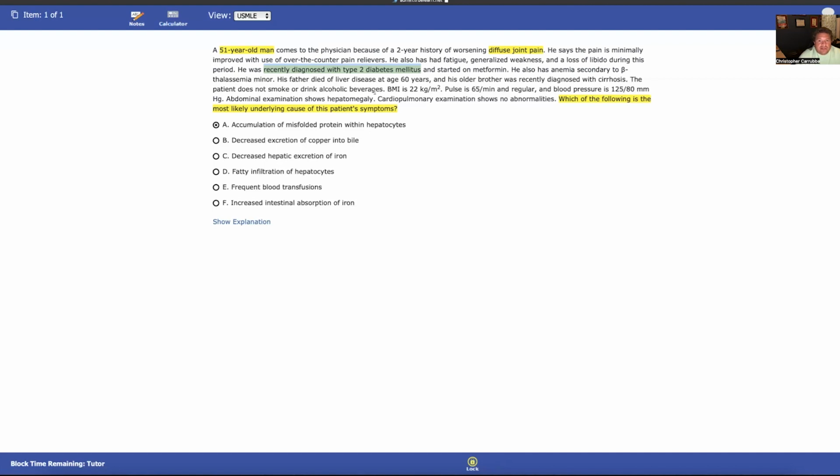He doesn't smoke, doesn't drink alcohol. We see his BMI is 22 kilograms per meter squared. That for me is helpful in two places. One, it makes non-alcoholic fatty liver disease less likely. Two, it makes me go back and think about that recent diagnosis of type 2 diabetes, because one thing that you'll see is that when you're seeing diabetes in somebody with a normal BMI, there's only a few conditions that that's going to line up with, one of which is actually here on these answer choices.